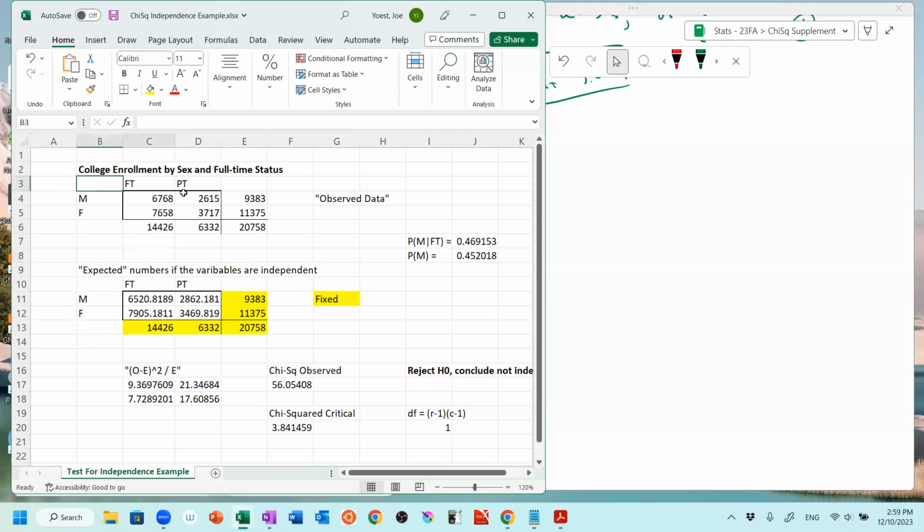So this is our actual observed data. This isn't for CCAC, this is for some other data set. So we have some males and some females enrolled. So 9,300 males, 11,000 females. We have some full-time and part-time folks, right? 14,000 full-time and 6,000 part-time. And they break down this way for our particular institution. Not ours, but for this hypothetical one that we're talking about.